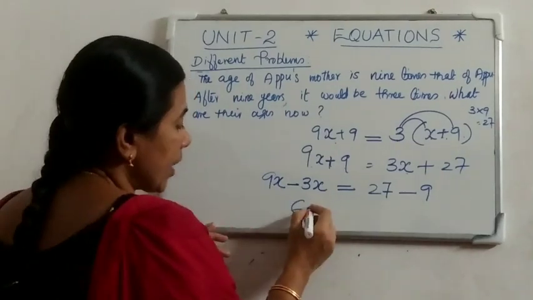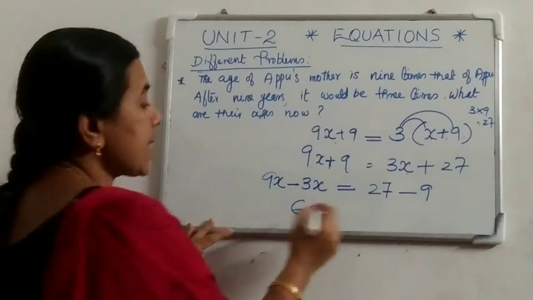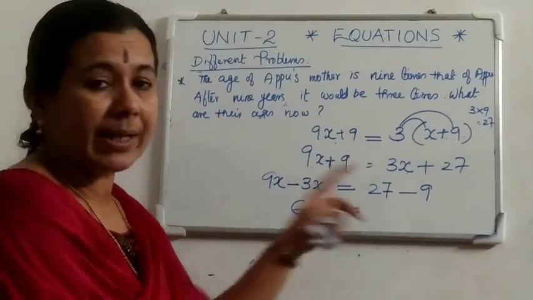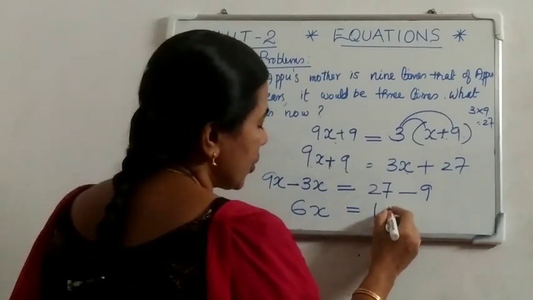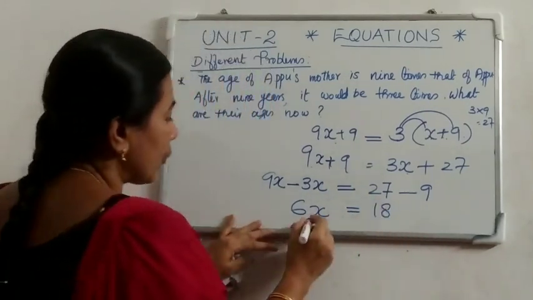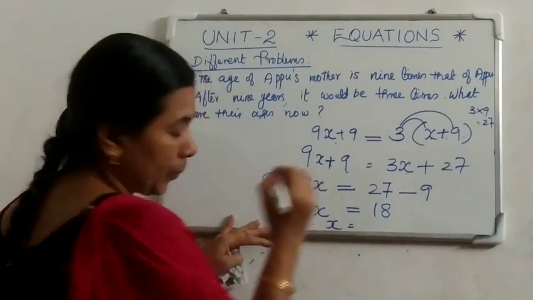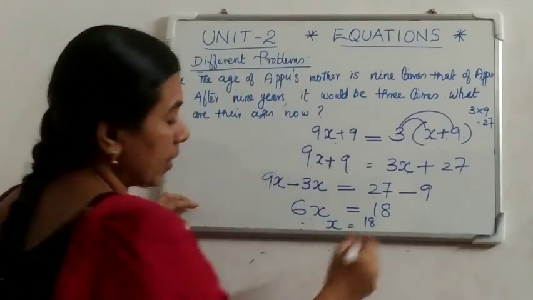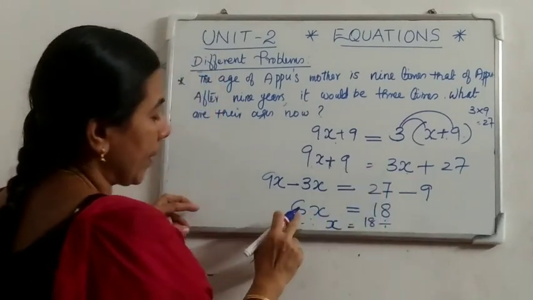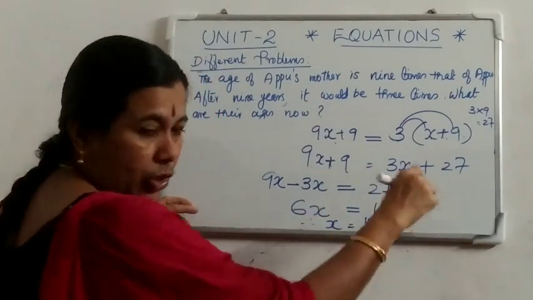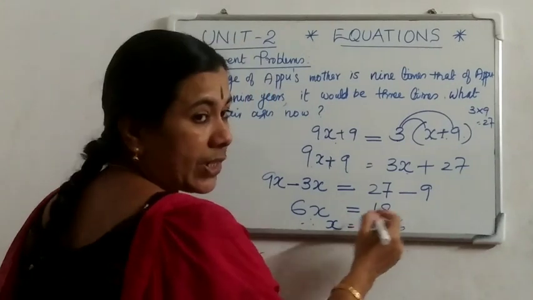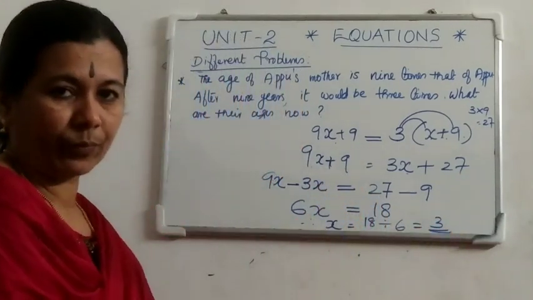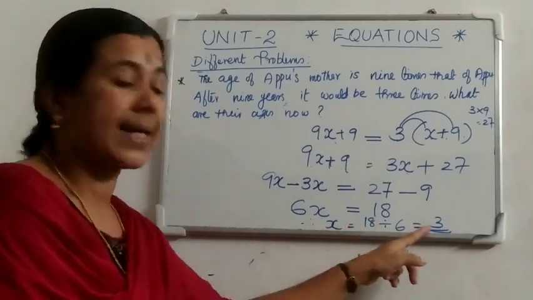6. Variable is there, x. 6x equal to 27 minus 9. How much? 18. Therefore, x equal to, what is x? On the right side number is 18 divided by, this 6 is to be multiplied here, goes to the right side as division. 18 divided by 6 is equal to 3. What is x? We got x as 3.